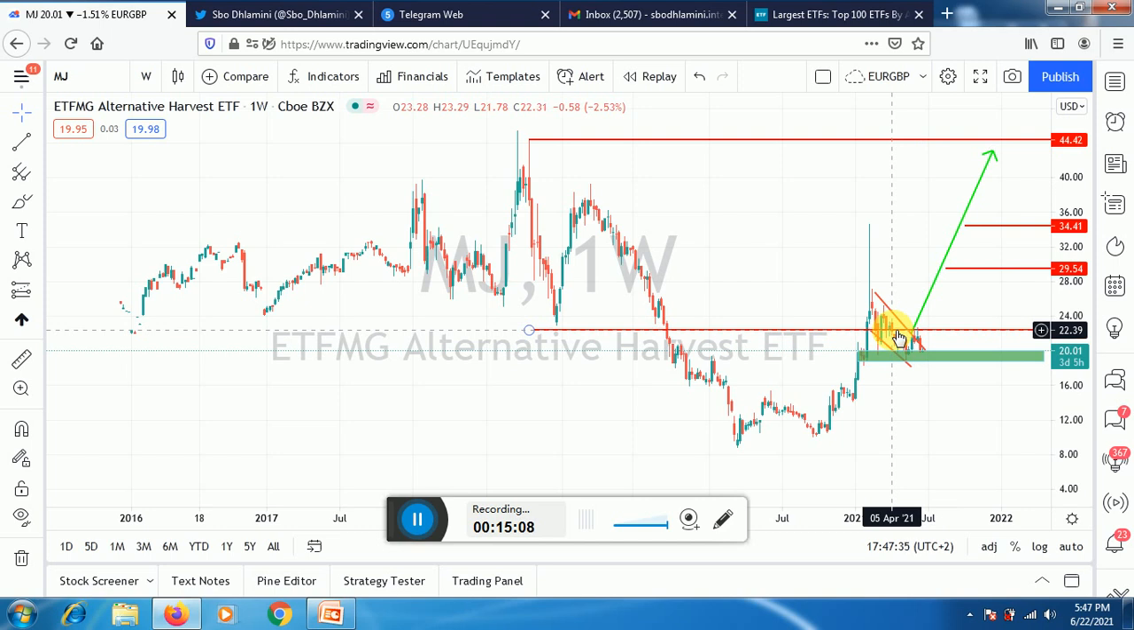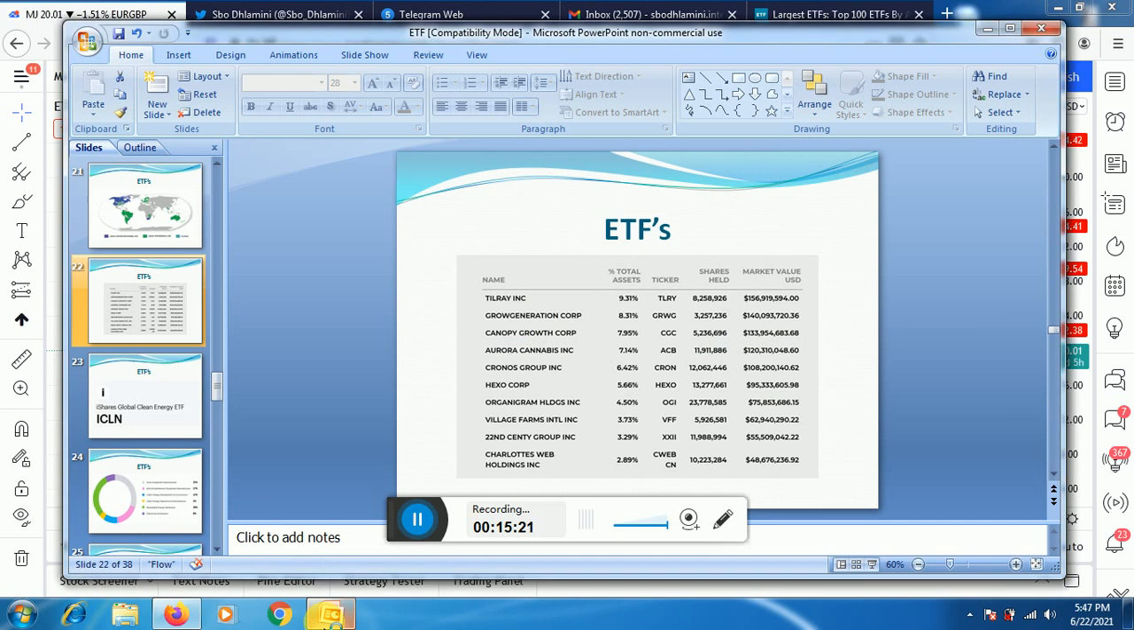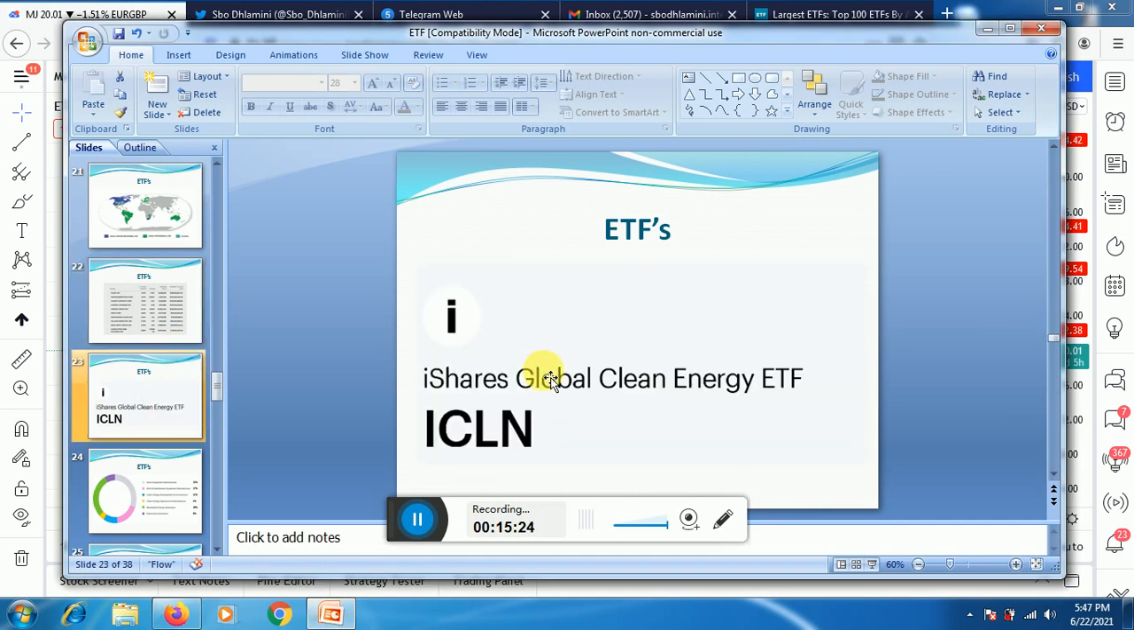Because more governments around the world are trying to regulate cannabis, are trying to use this type of asset for medical use and also for recreational use as well. So the next ETF that I'm going to look at is the iShares Global Clean Energy ETF.